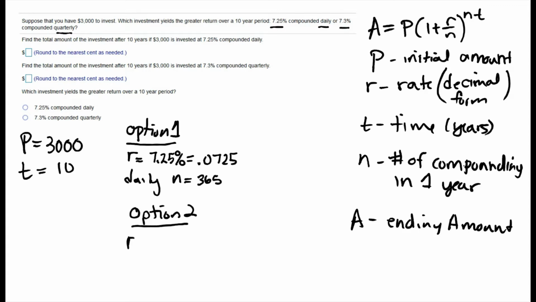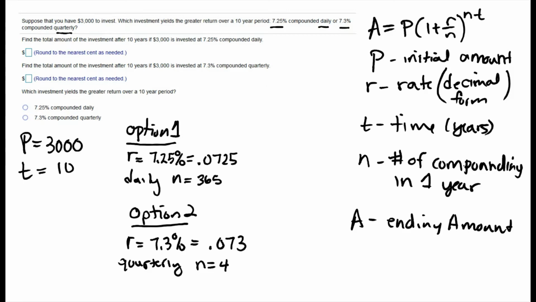Our option 2 is going to be an interest rate of 7.3%. Let's move the decimal point over 2 places to put it in decimal form. And that's compounded quarterly, which means N will be 4. Quarterly is 4 times a year.